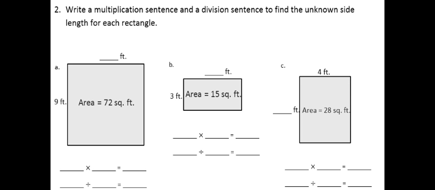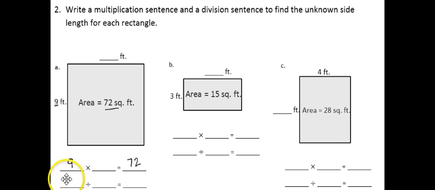In the next section, I have rectangles, but they have some missing sides. The directions say write a multiplication sentence and a division sentence to find the unknown side length for each rectangle. My first rectangle has a length of 9 feet and an area of 72 square feet. If I were to fill those numbers in on my multiplication sentence, I would say that I have 9 times something equals 72.